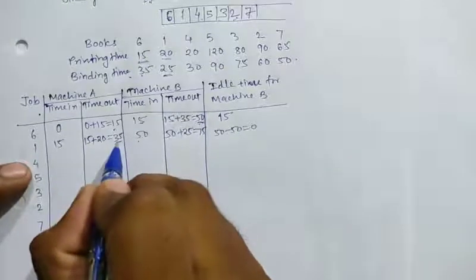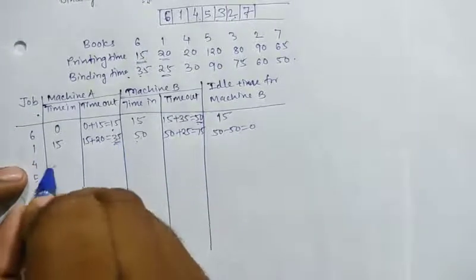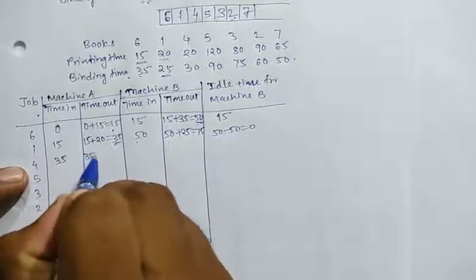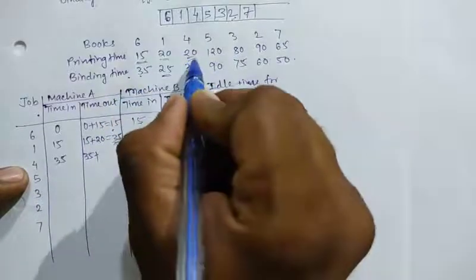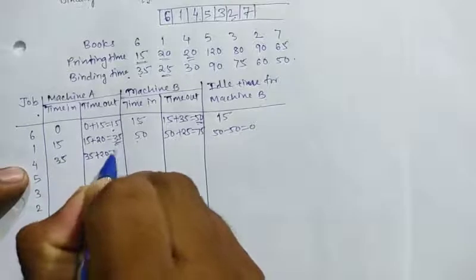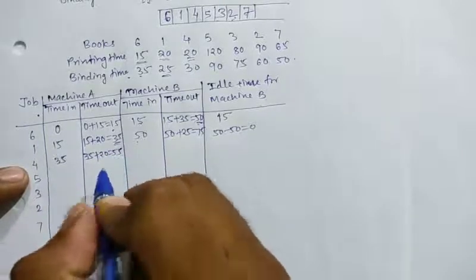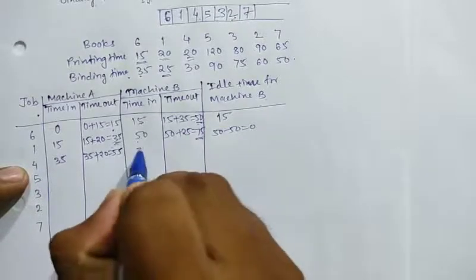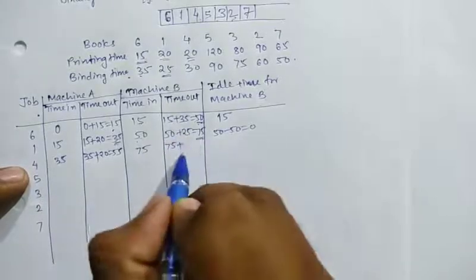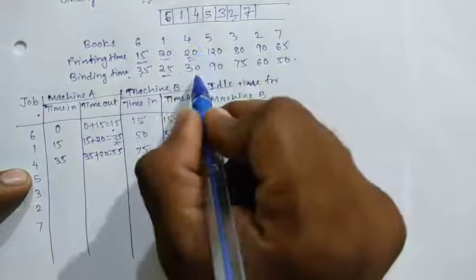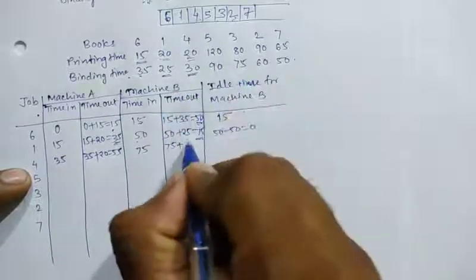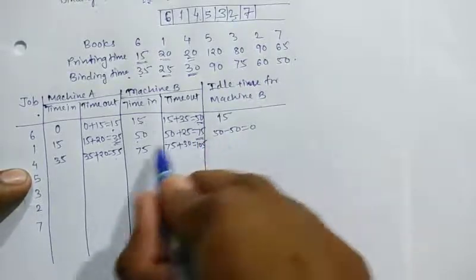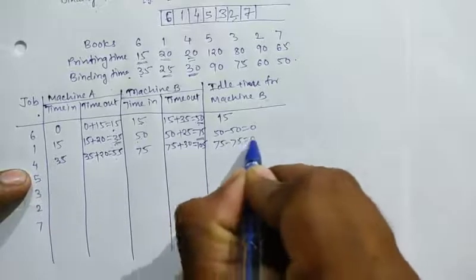Now again, time out of first job is time in of fourth job. So here 35. Next, 35 plus, for fourth job it requires for machine M1 20 hours, which is equal to 55. So here is 55 hours and machine B requires 75 hours, which is more than machine 1. So we take 75. So 75 plus, fourth job and second machine it requires 30 hours. So 75 plus 30, which is equal to 105. So here 75 minus 75, which is equal to 0.